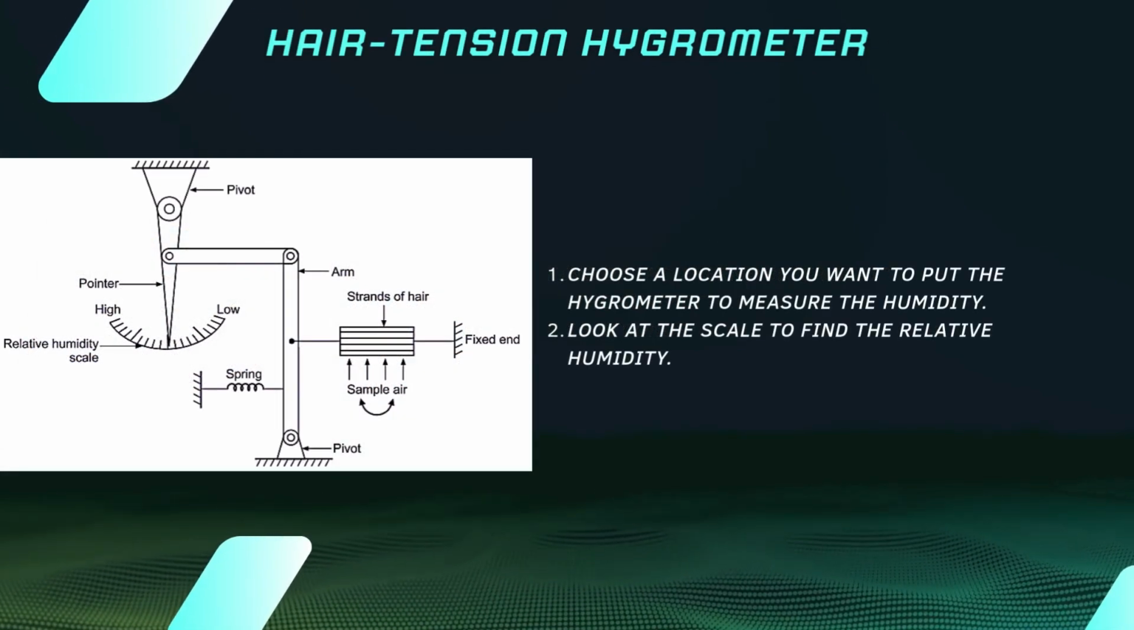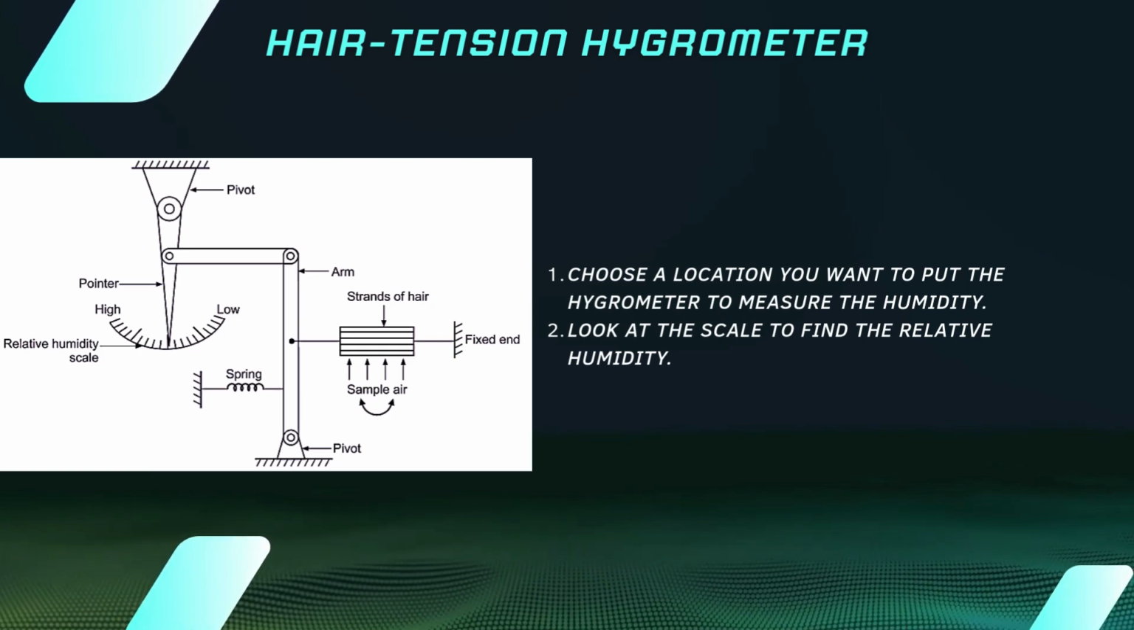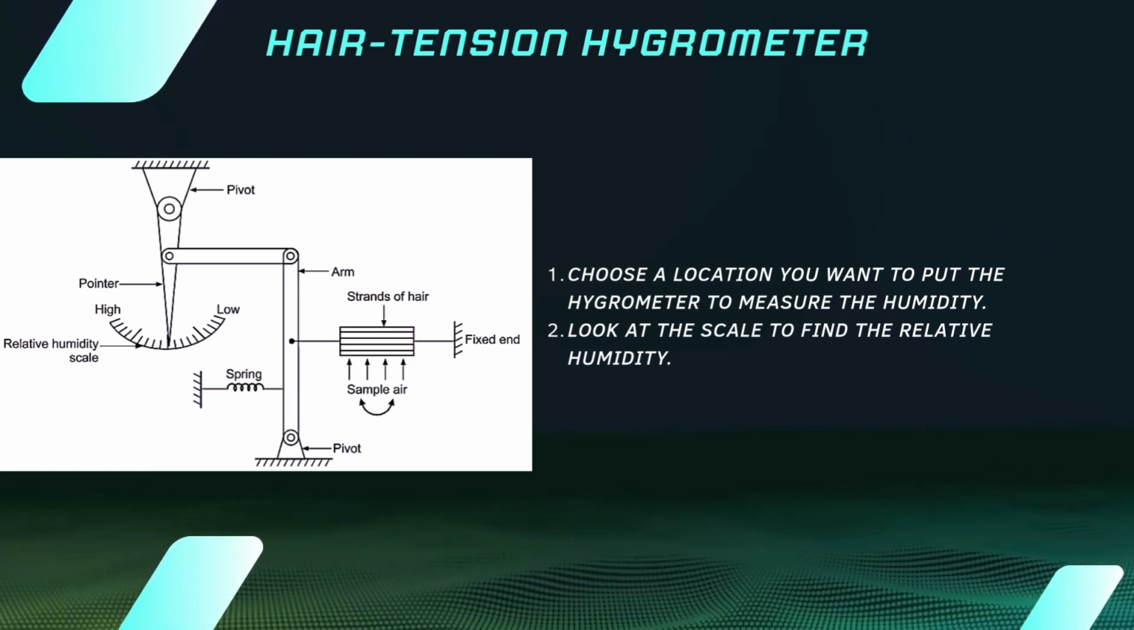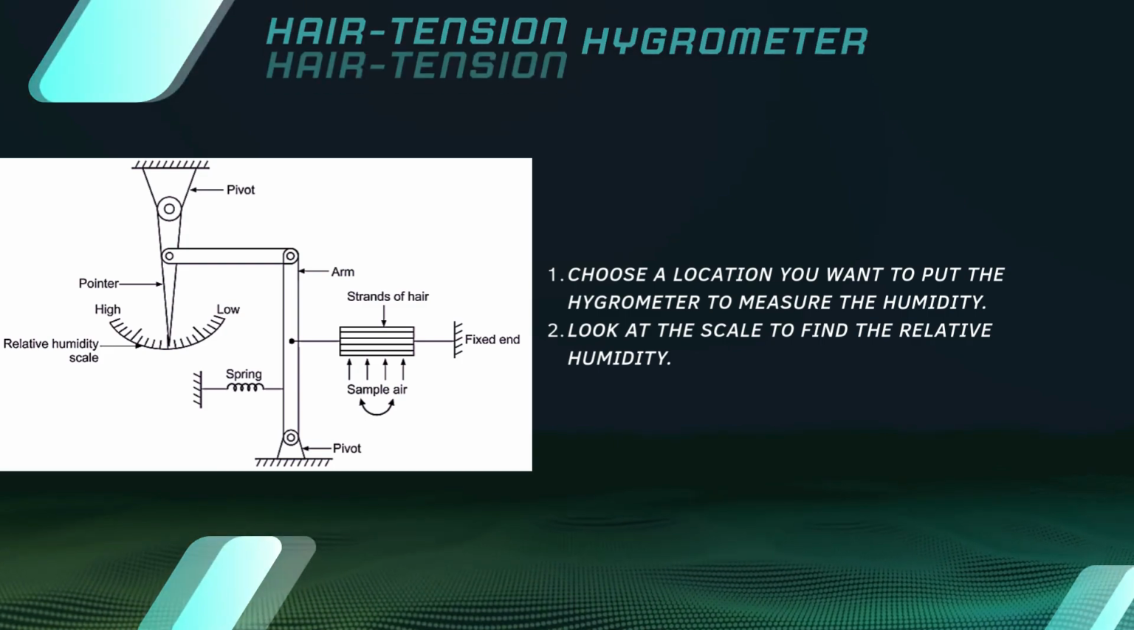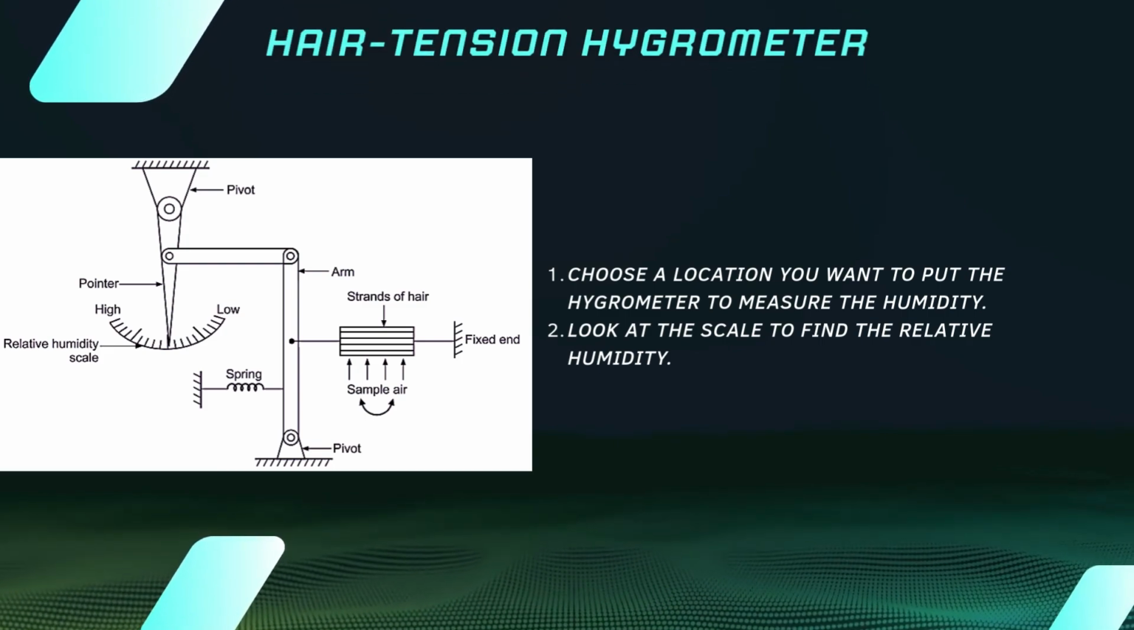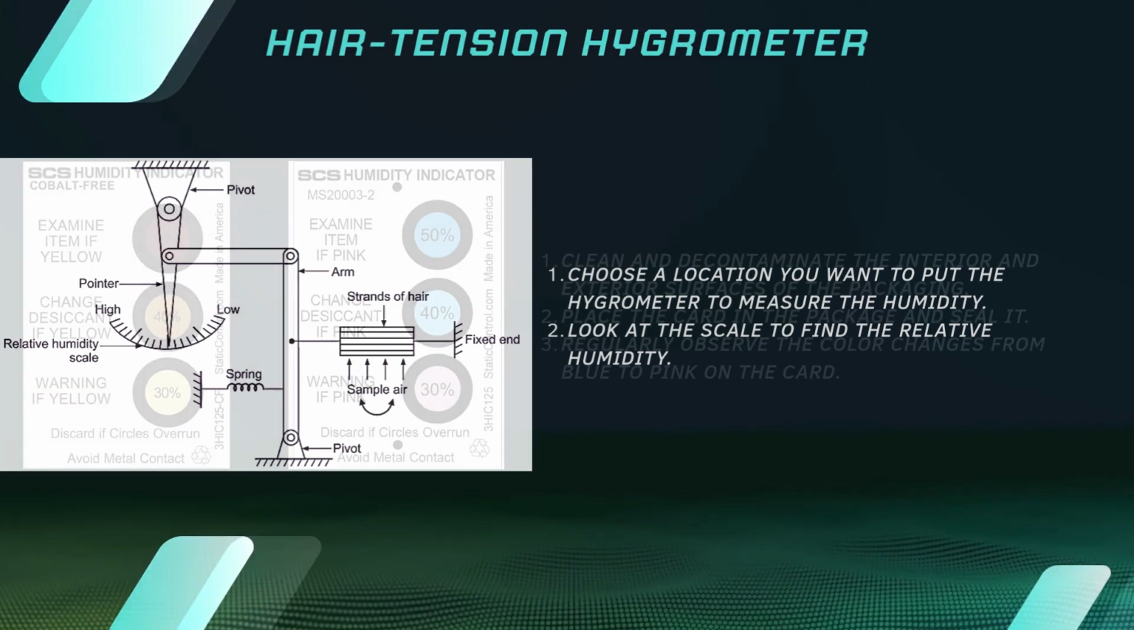In a hair tension hygrometer, hair shortens when humidity decreases and it lengthens as humidity increases. The movement of the hair is magnified by the lever which moves the pointer. You have to look at where the pointer is pointing at on the scale to find out the relative humidity.